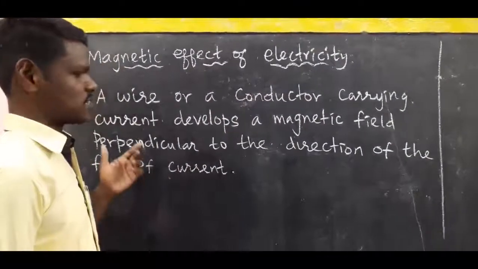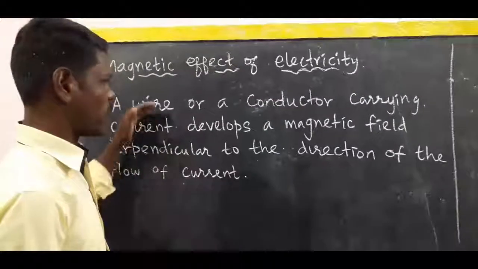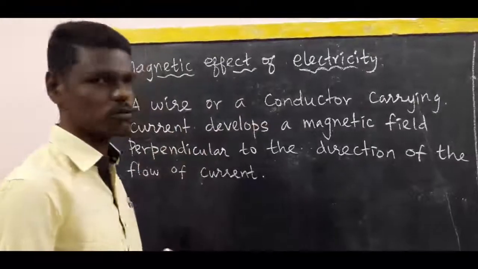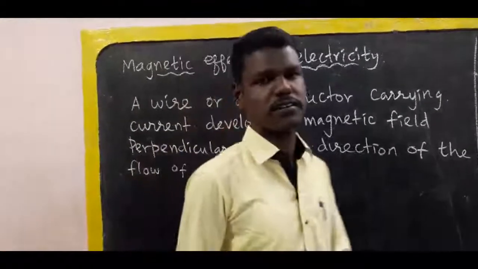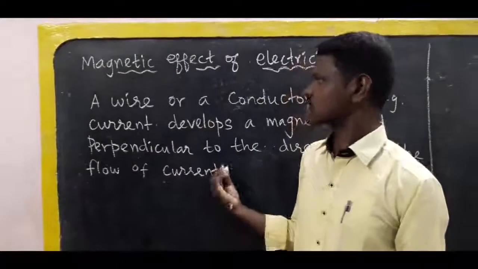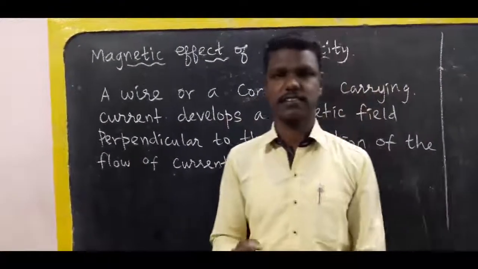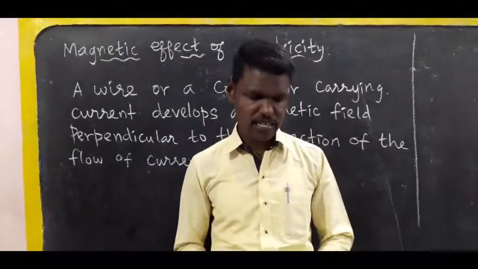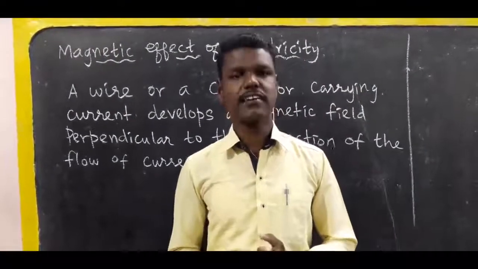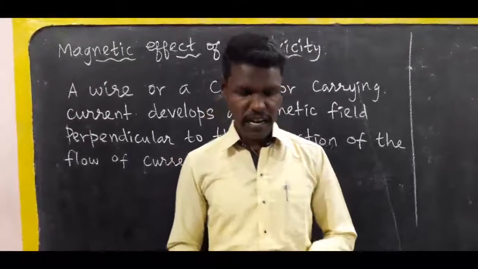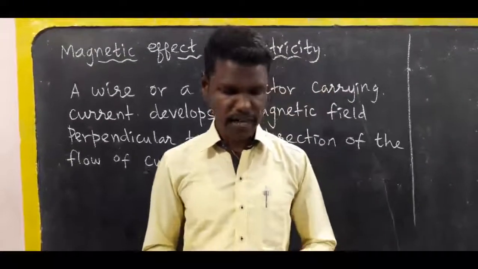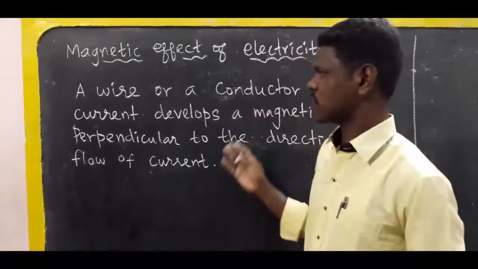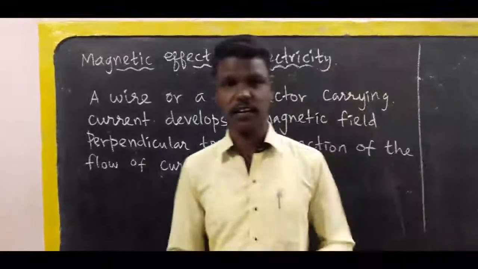In the book itself the statement is given: a wire or a conductor carrying current develops a magnetic field perpendicular to the direction of flow of current. So this is called the magnetic effect of electricity. Now the discovery of the scientist, the right hand thumb rule, is detailed in the chapter on magnetism and electromagnetic theory, where we will discuss the magnetic effect of electricity elaborately.